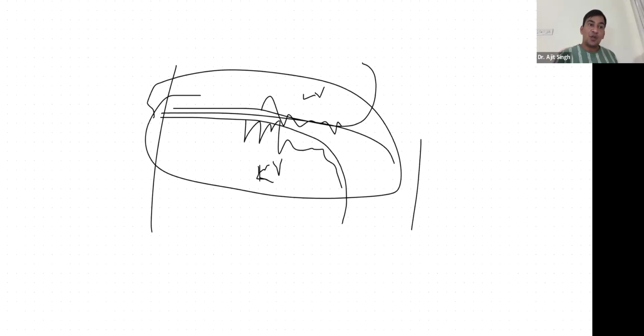We say broad QRS, which is more than 120 milliseconds, or 0.12 seconds. That is the duration of the QRS here, and along with that, no P wave, no RBBB or LBBB complex. How the RBBB and LBBB look, let me show you. Now I'll close the whiteboard and come back to the PPTs.